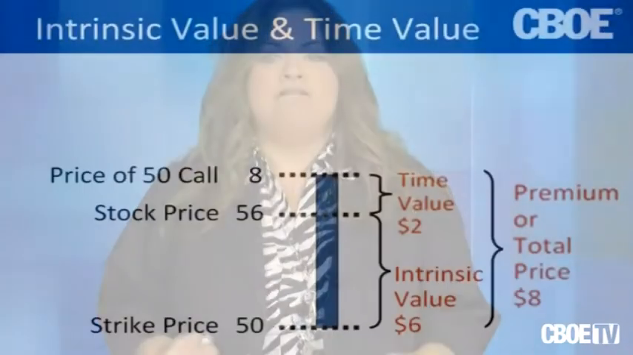Remember, a call option is the right to buy the stock at 50. If an investor were to exercise the call, thus buying the stock at 50 per share, and then immediately sell the stock at the stock exchange for $56 per share, then the investor would realize $6 of intrinsic value, also referred to as real value or in the money.